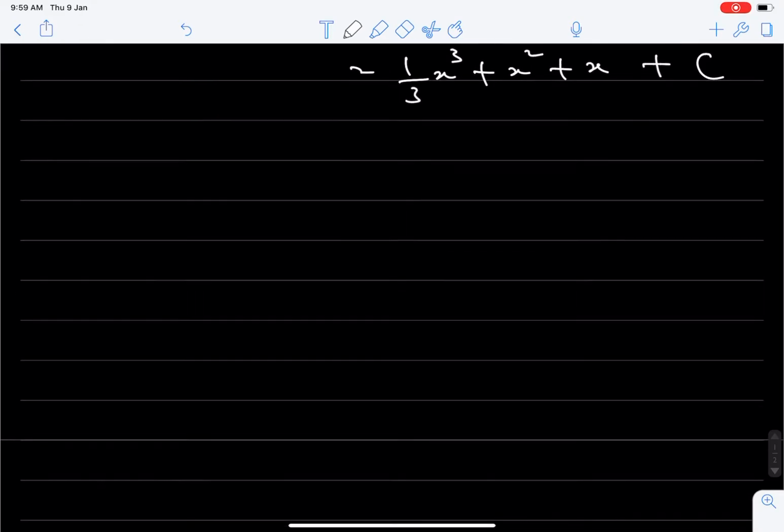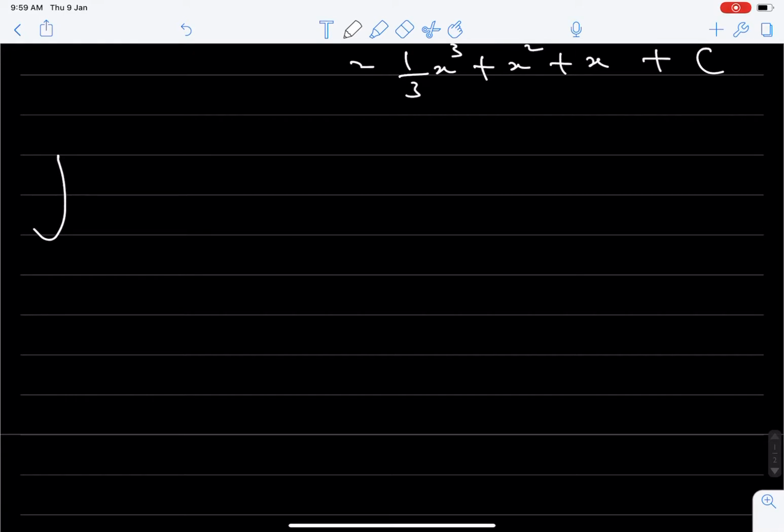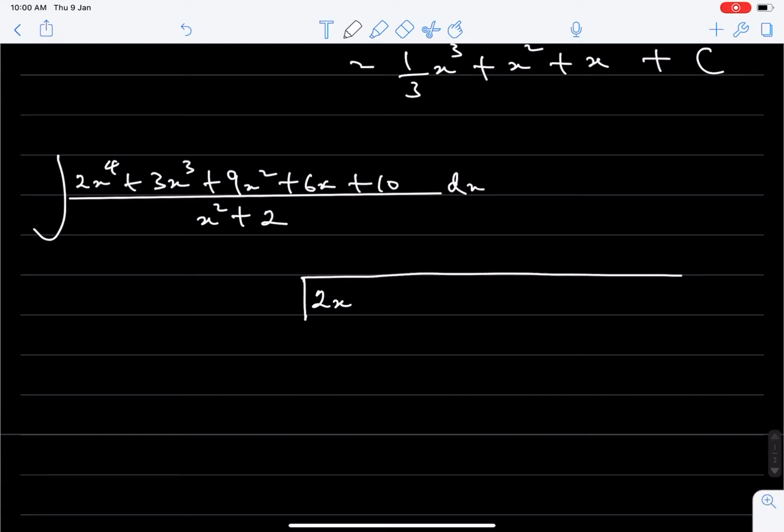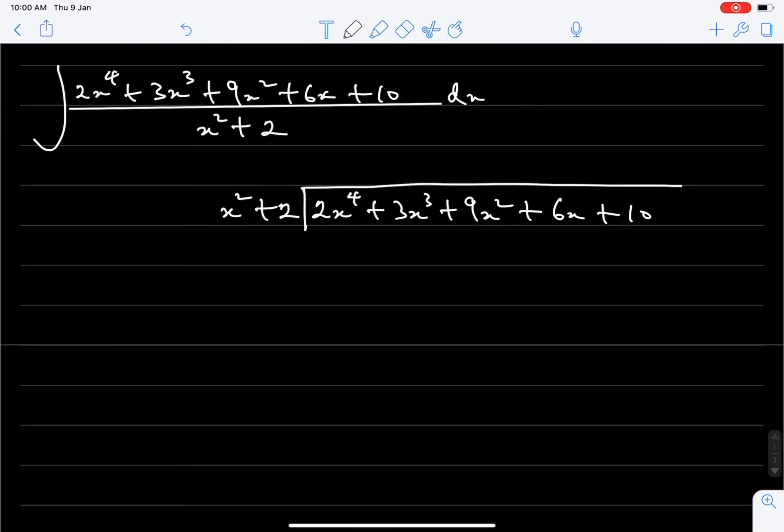And that's it simply. We take another example. Evaluate the integral of 2x raised to power 4 plus 3x cubed plus 9x squared plus 6x plus 10 divided by x squared plus 2 with respect to x. You can see that this is also an improper fraction. So we divide the numerator by the denominator. If we do the usual division of polynomials, we go this way.